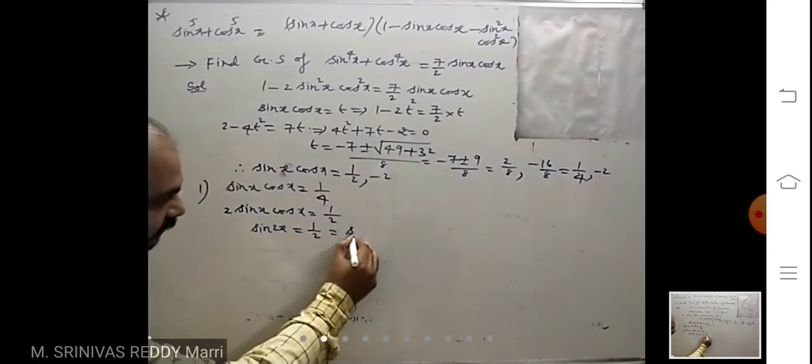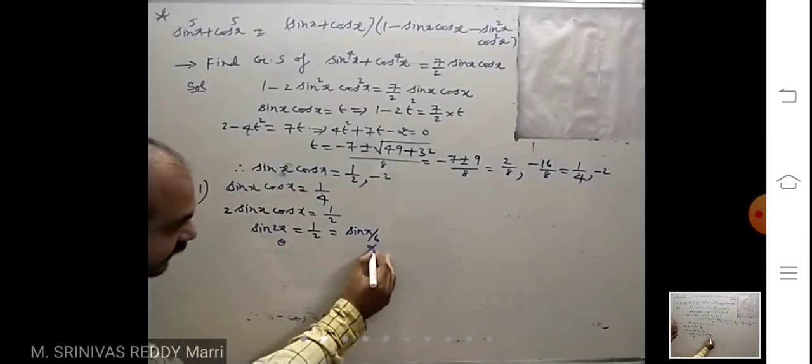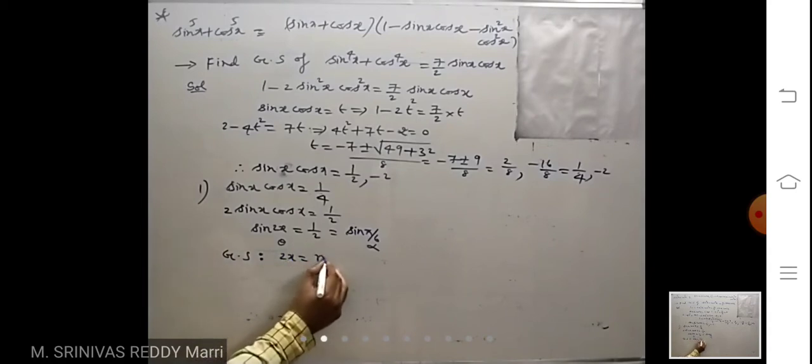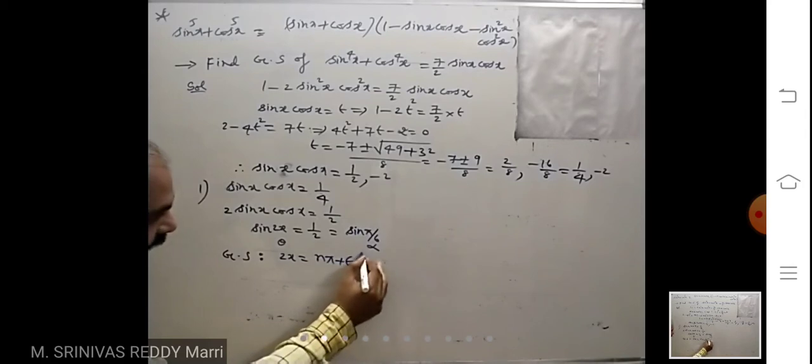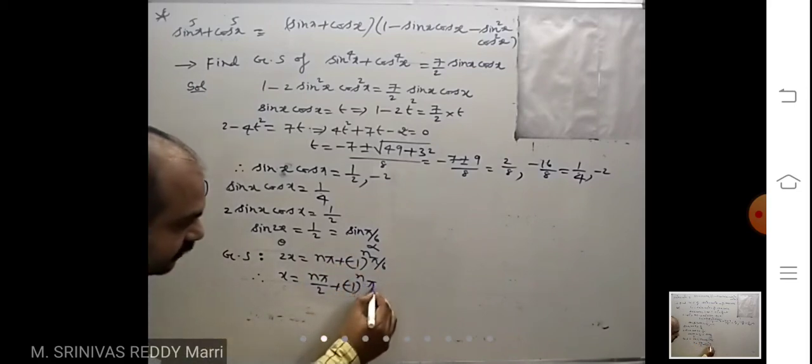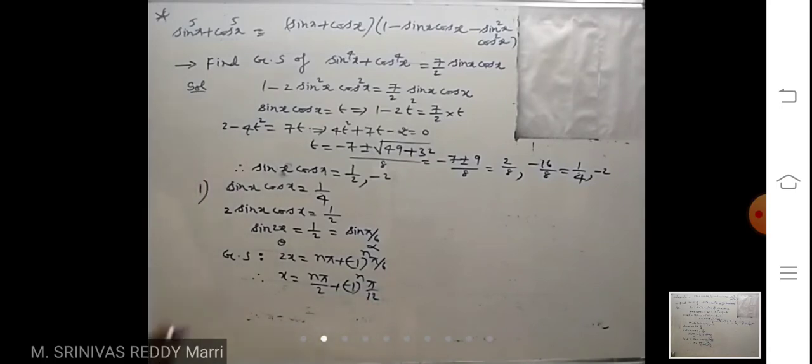For writing the general solution, you write 1 by 2 as sin pi by 6. Now this is of the form sin theta equal to sin alpha. What is the general solution? Theta, that means 2x, equal to n pi plus minus 1 whole power n into pi by 6. Therefore, bringing this side, x equals n pi divided by 2 plus minus 1 whole power n into pi by 6 into 2, that means pi by 12. This is one general solution.